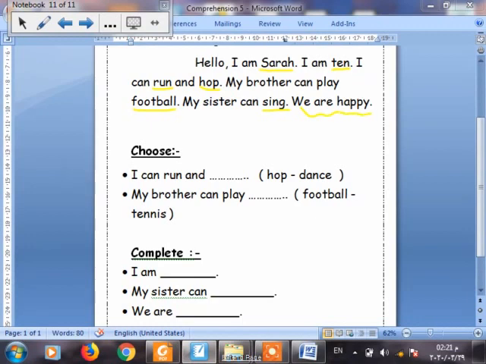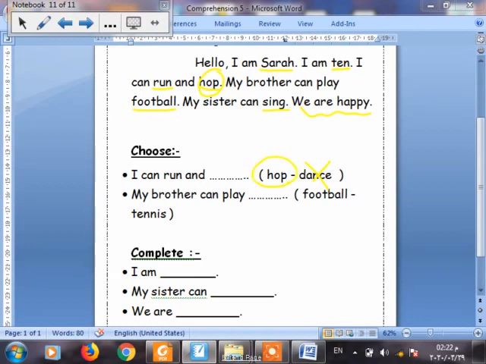The first question here is choose. I can run and hop or dance. Let us go back to our paragraph and we will find out what she can do. I can run and hop. So we cannot take the dance. We can choose hop.